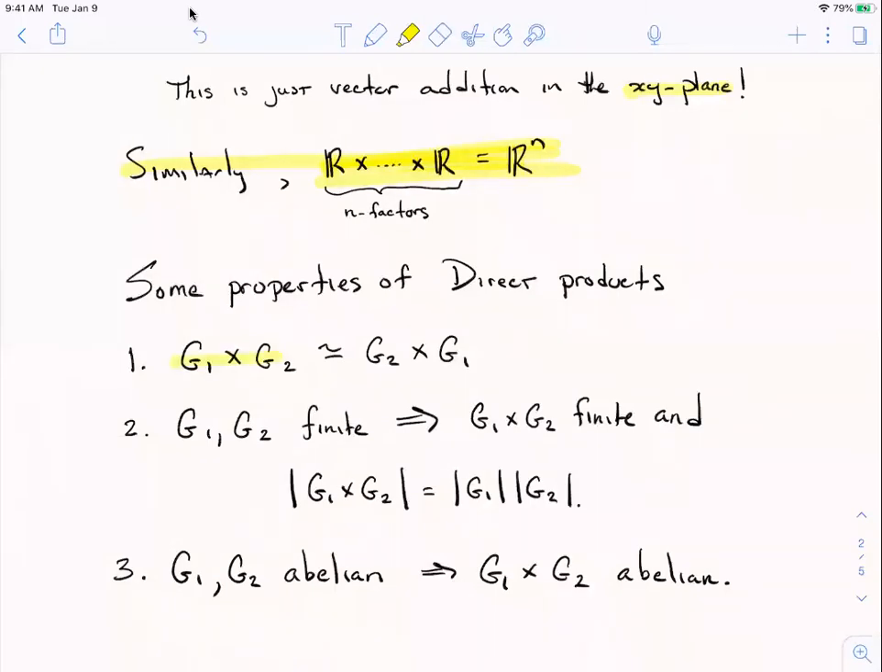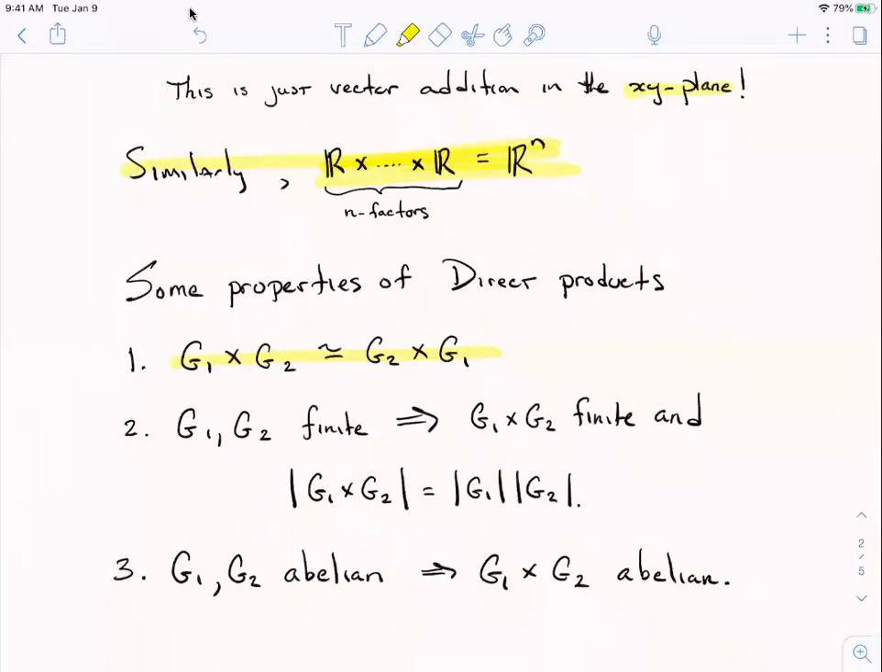The first one says that the direct product doesn't depend on the order. The product of G1 and G2 and the product of G2 and G1, well, they're not equal as groups, but they are isomorphic. And if you like that business with more factors, you can permute the factors in a direct product any way you like, and you're not going to change the group structure of the direct product. Change the set, but not the structure.